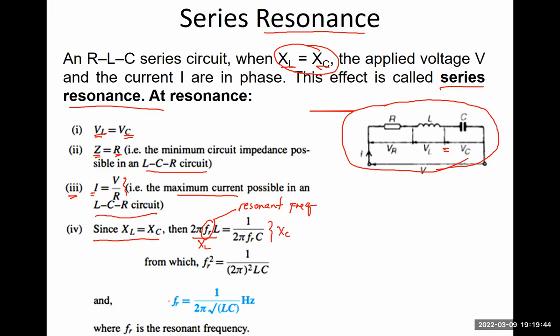So from which our resonant frequency would be equal to 1 all over 2 pi the square root of the product of L and C. The product of the inductance and capacitance. Baka hindi nyo na nakikita yun sa ilalim. The resonant frequency FR is equal to 1 all over 2 pi multiplied by the square root of the product of L and C. Since this is frequency, it is measured in hertz.